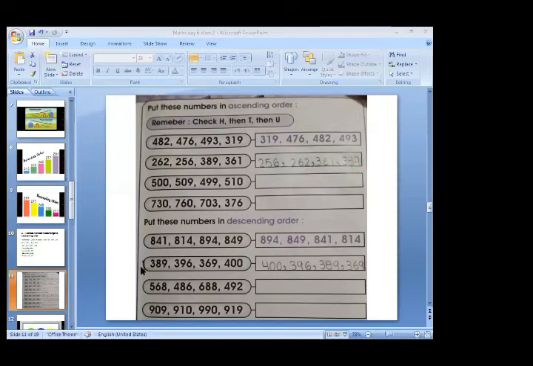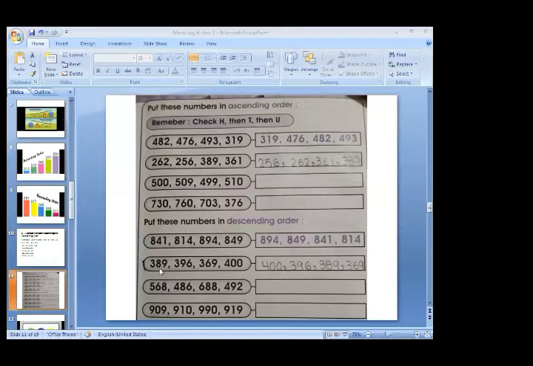See in box 2. Here the question is given: 389, 396, 369, 400. So we are going to arrange these numbers in descending order. In descending order, we arrange numbers from bigger to smaller. So which one is bigger in these values?